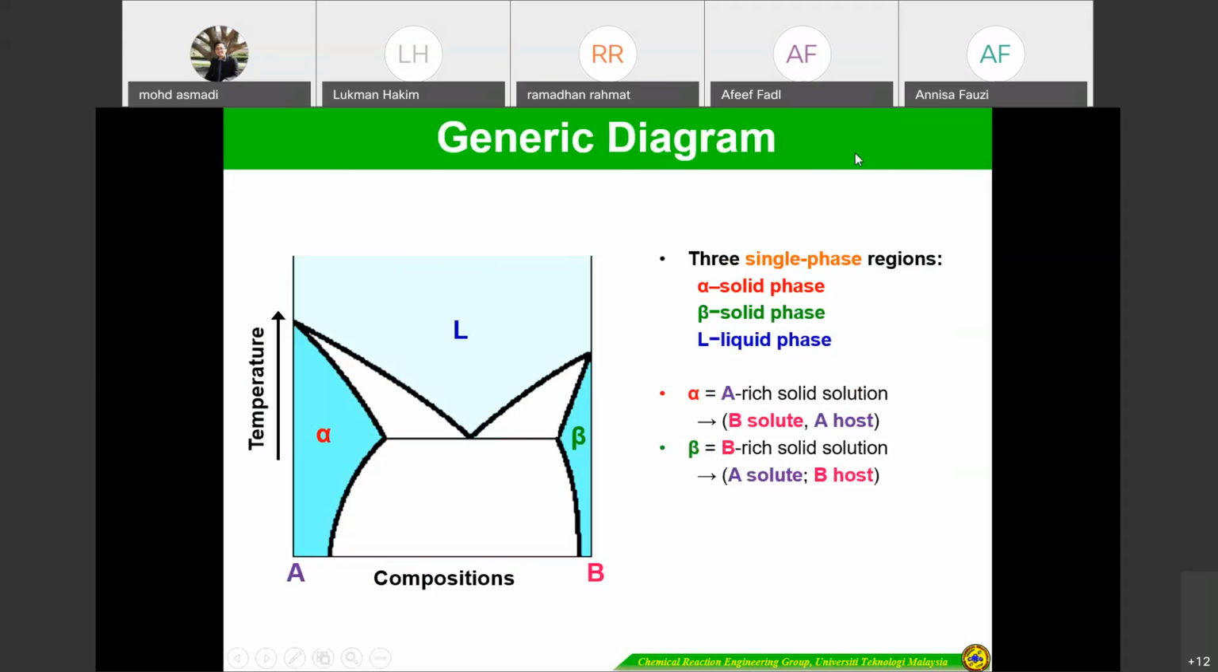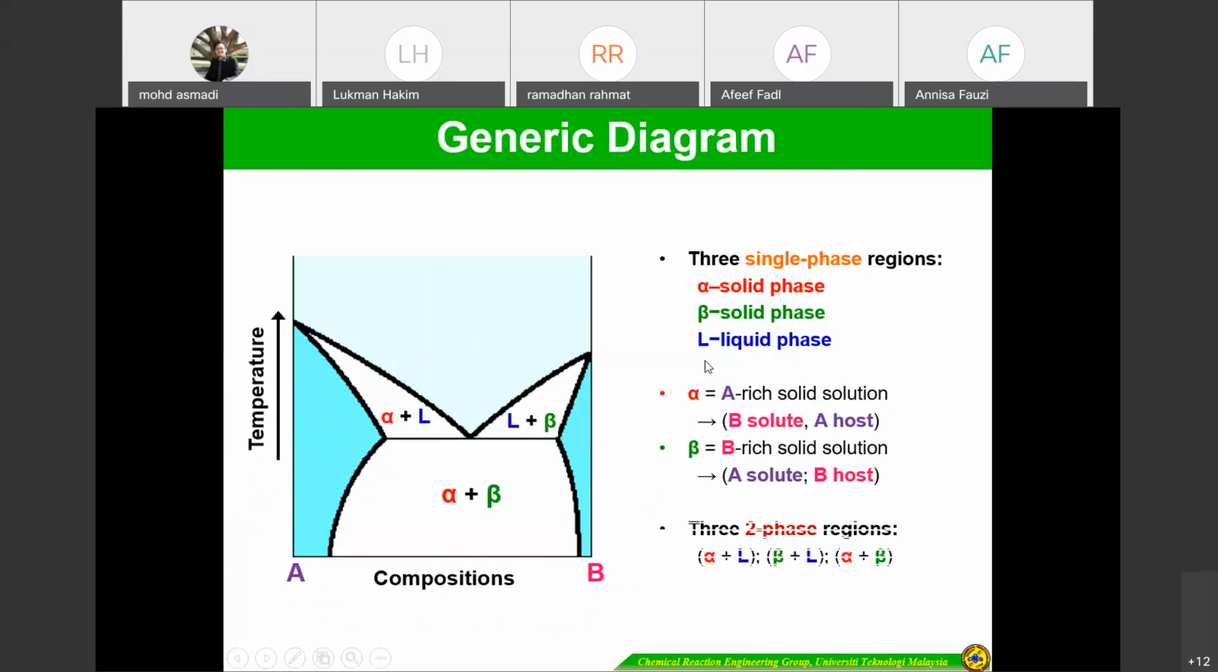And then generally for alpha, it is a solid solution. That means for compound A, as you read here, this is 100% A, and this side is 100% B. So B is a solute, only a small amount of B here, and A is the host or parent. And beta has A as the solute, because the composition of A is reduced from left to right. So A becomes the solute and B the host or parent.